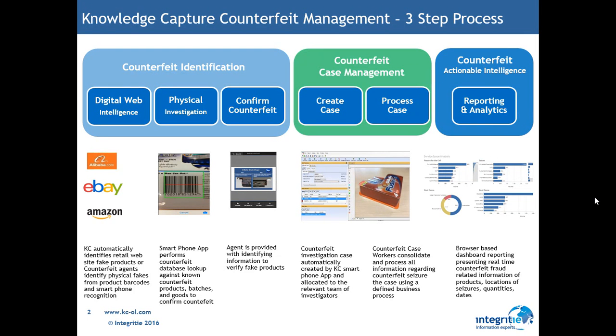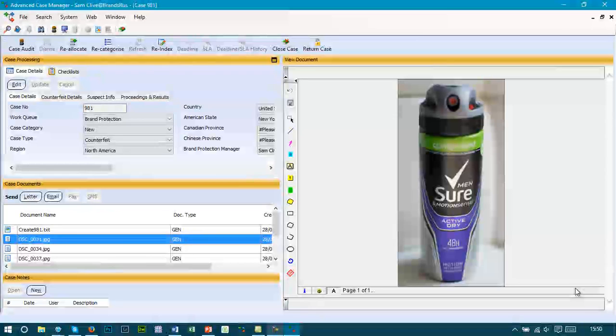The next step in the knowledge capture counterfeit management process is the processing phase. And this uses the knowledge capture case management system in order to provide a platform for agents to process these counterfeit cases through a structured business process. The Knowledge Capture Case Manager System for Counterfeit is a central archive for all business documentation relating to that particular case. So say, for example, an alert has been generated from an online retailer or an agent in the field has picked up a counterfeited product, they can send all of that information into this central system.